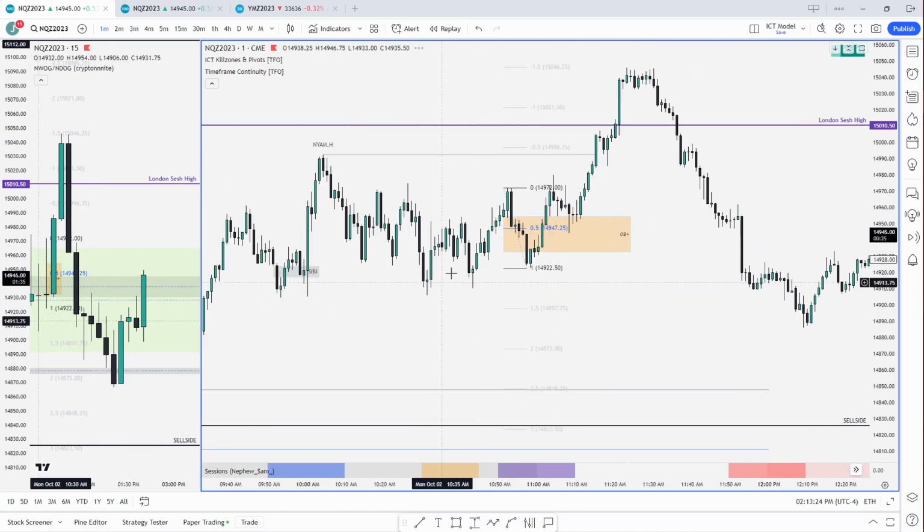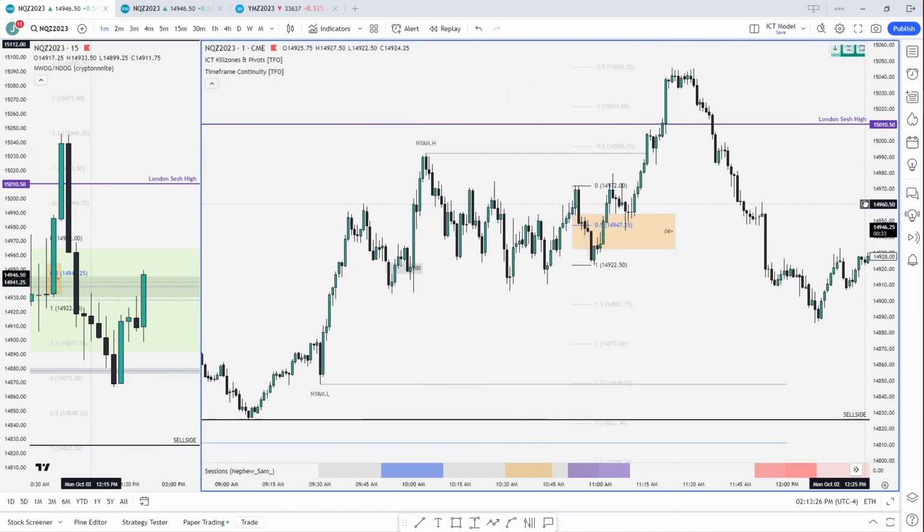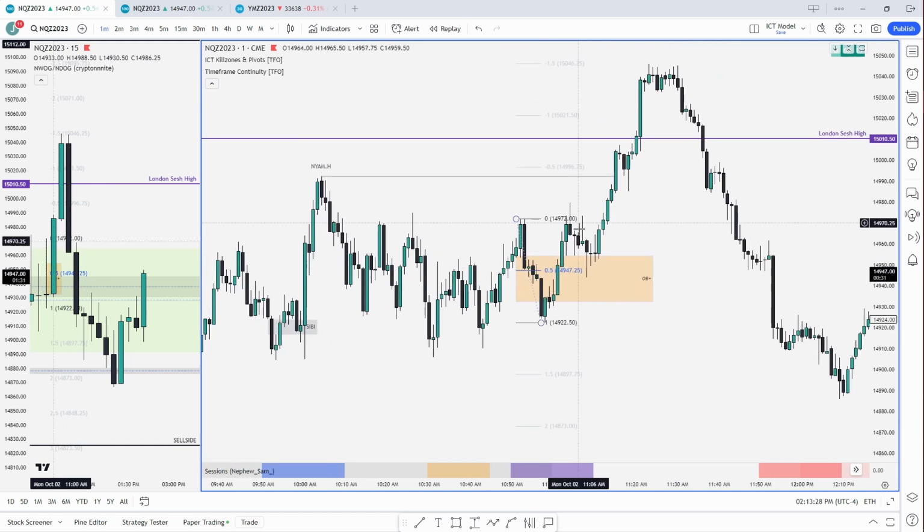So clear expansion in here, right? Return back into the order block after we left the fair value gap. So whenever you have consolidation, you want to look for fair value gaps, FVGs, to form.